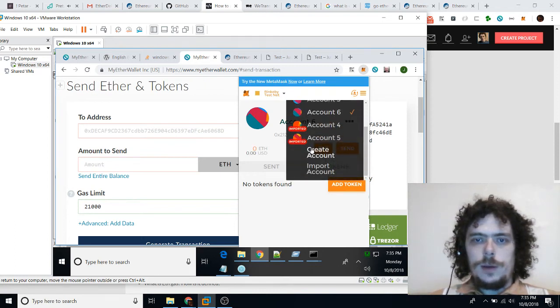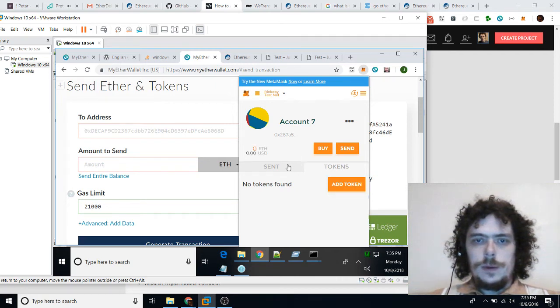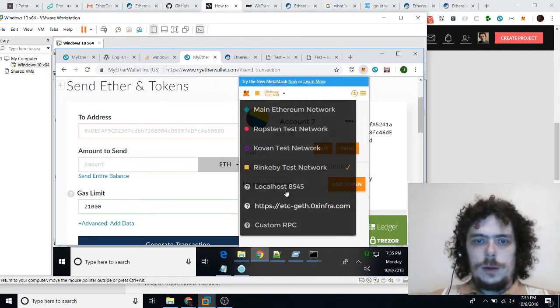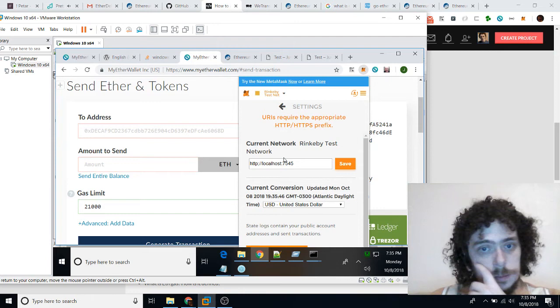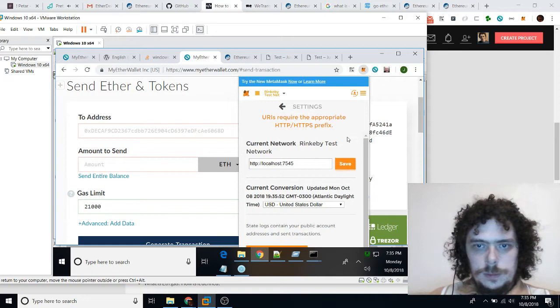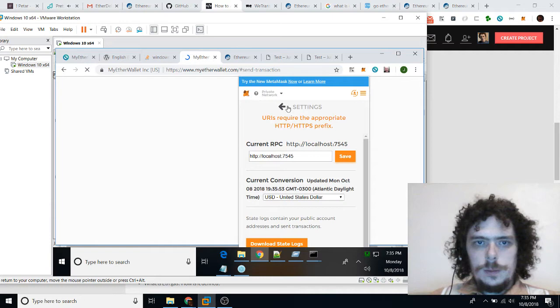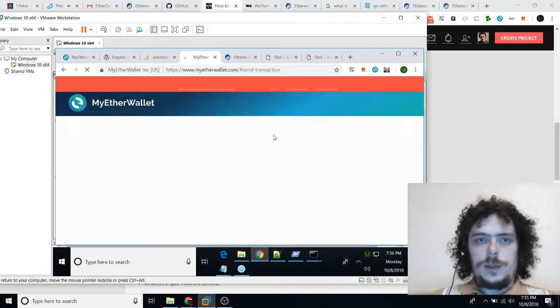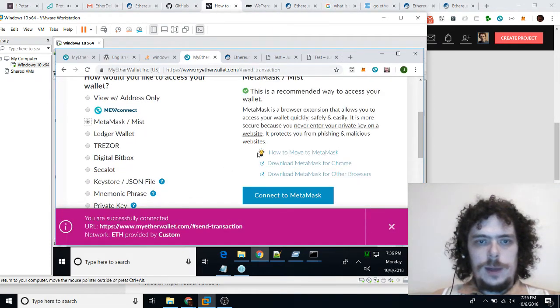I wanted to import account, sorry. Put the private key in there. We're on the wrong testnet on our MetaMask. I'll put in a semicolon instead of a colon. So MyEtherWallet is now reloading. We should see a balance of 100 Ether if I unlock using MetaMask.